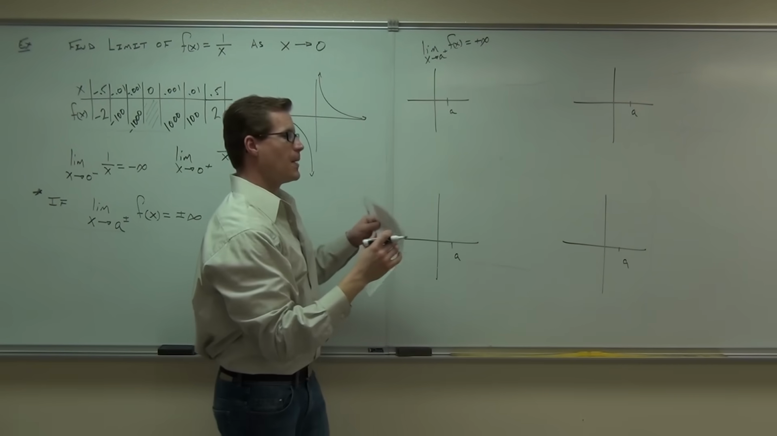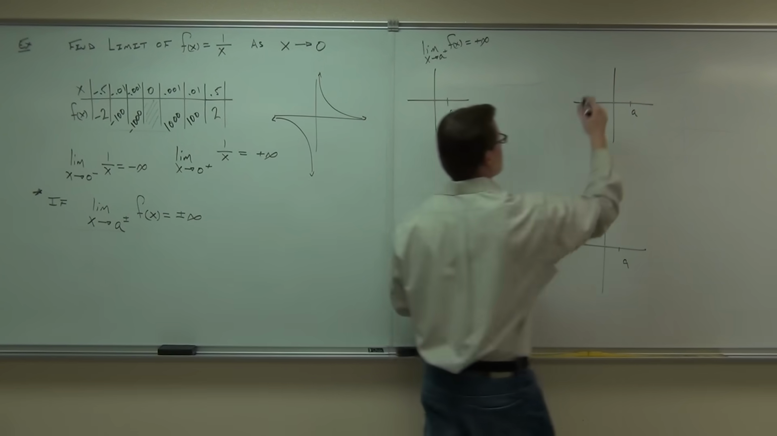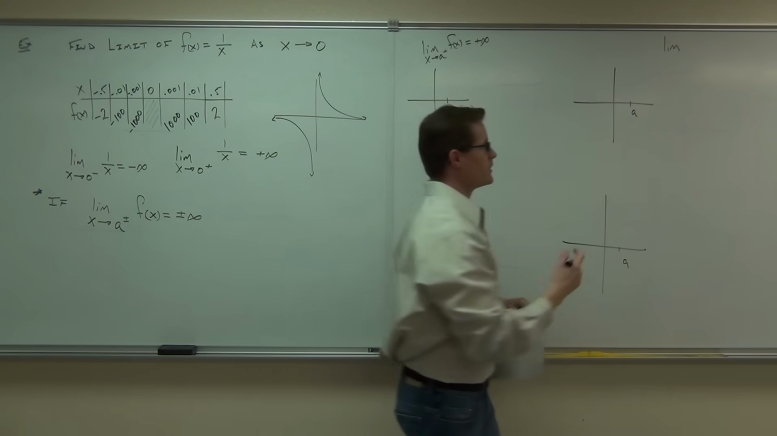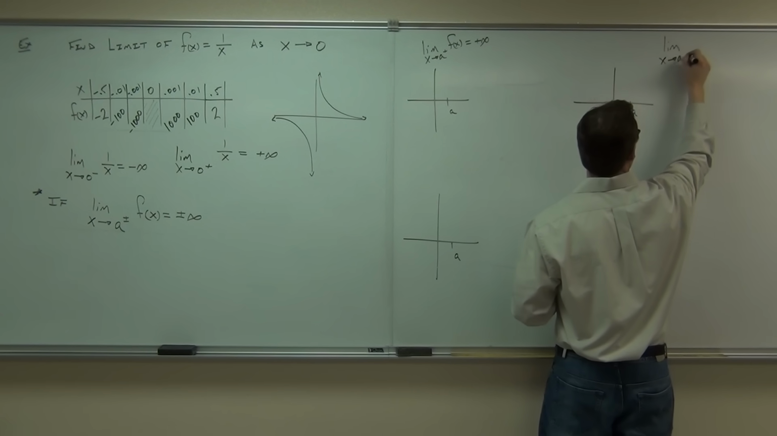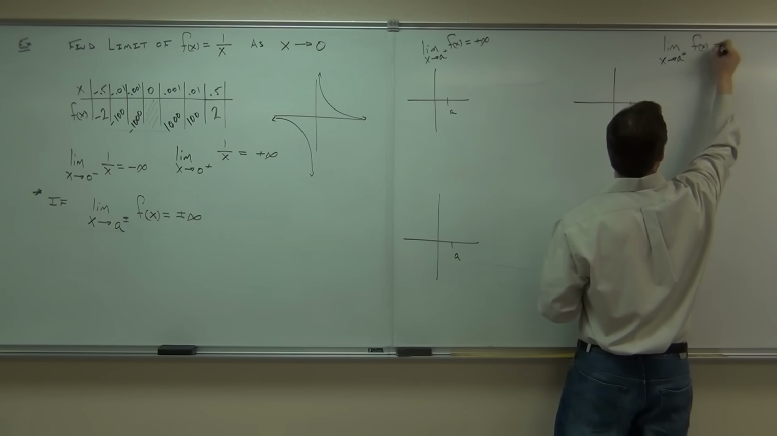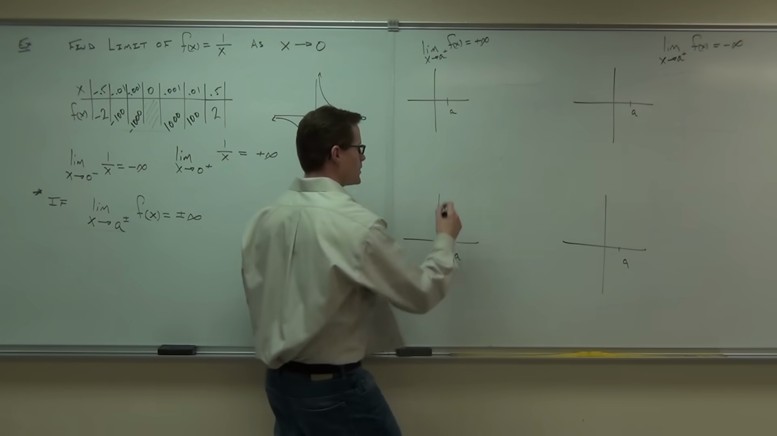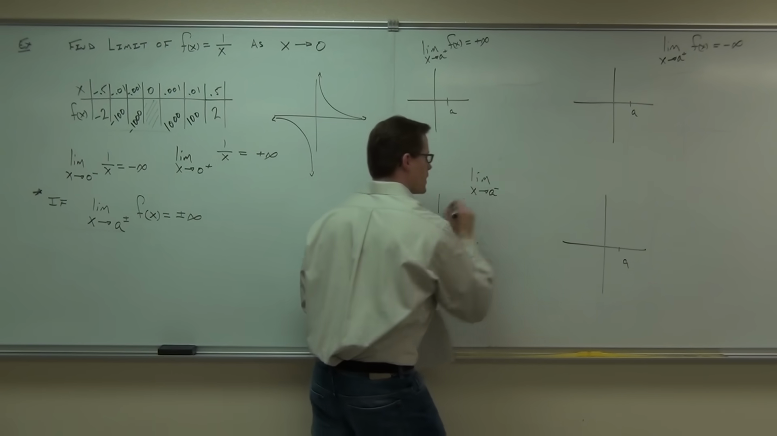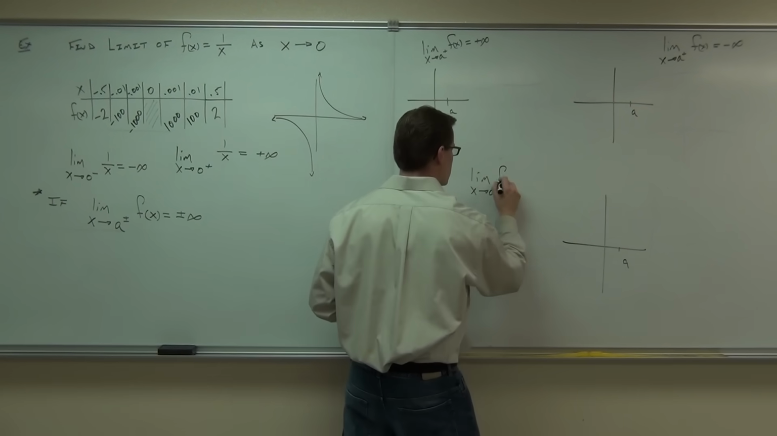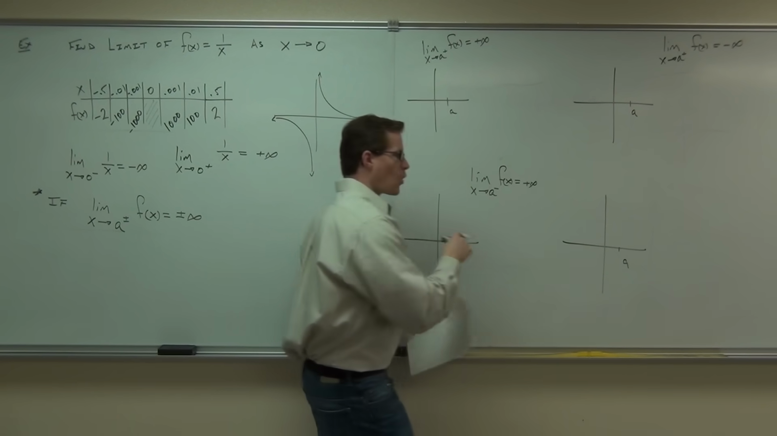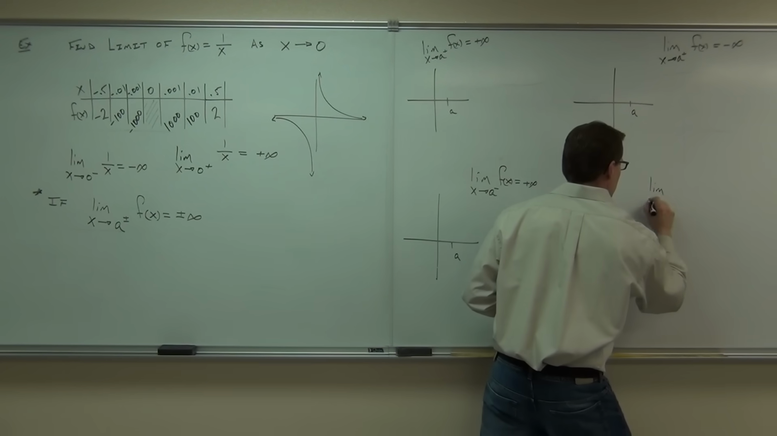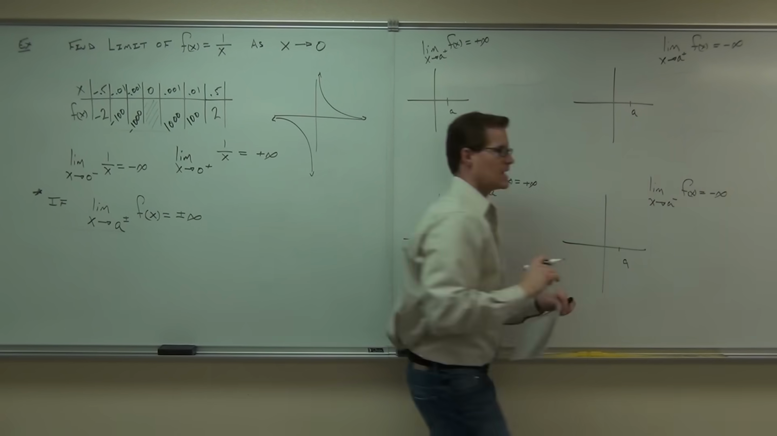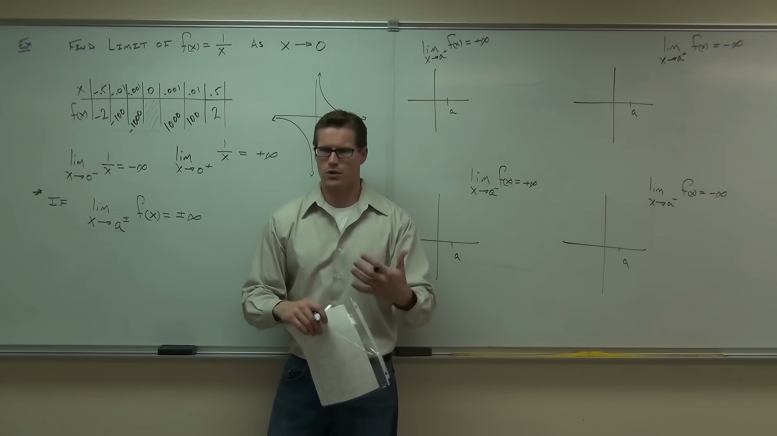So the one case is, what happens if we approach a from the right and we go to positive infinity? Another case would be, what happens if we approach a from the right and we go to negative infinity? Another case, what would happen if we went to a from the left and went to positive infinity? Or what would happen if we went to a from the left and it gave us negative infinity? Would you agree those are all 4 permutations, all 4 cases of this?